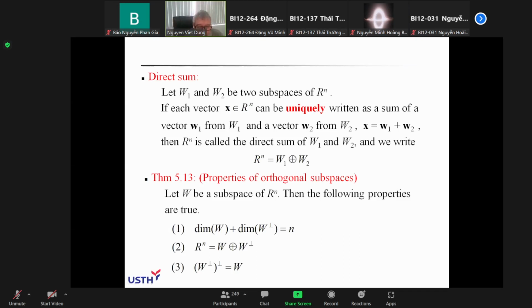And with that, the orthogonal complement satisfies the following. Suppose that W is a subspace of R^n. Then the dimension of W plus the dimension of W perpendicular is always n. And also R^n is then a direct sum of W and its orthogonal complement. And the last property was already told in the previous slide. That is, if you take the double orthogonal complement, we go back to the original subspace W.